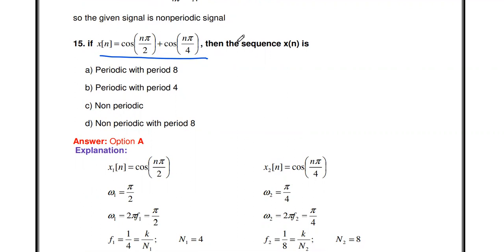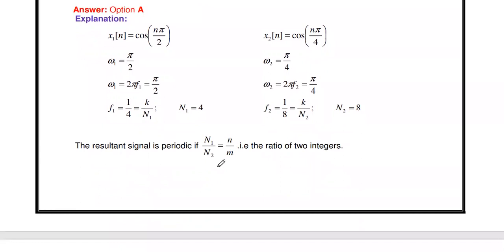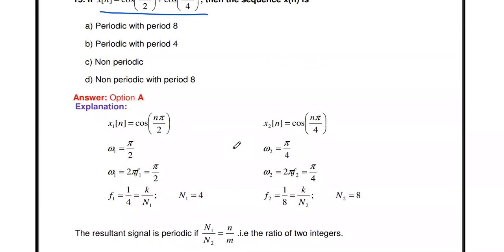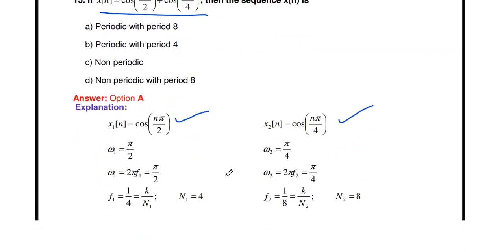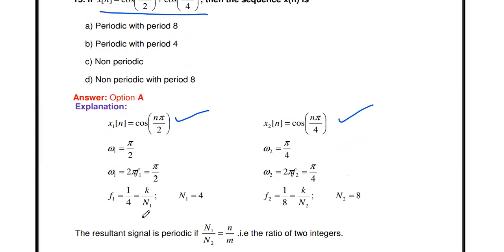In order to check whether the composite signal is periodic or not, we have to find the ratio n1 divided by n2. So n1 means the fundamental period of the first signal, and n2 is the fundamental period of the second signal. Then if this ratio is a ratio of two integers, the given signal is periodic, otherwise non-periodic. So you just write the cos n pi by 2 and take it as x1 of n. This cos n pi by 4, you take it as x2. Then from that, you have to find out capital N1.